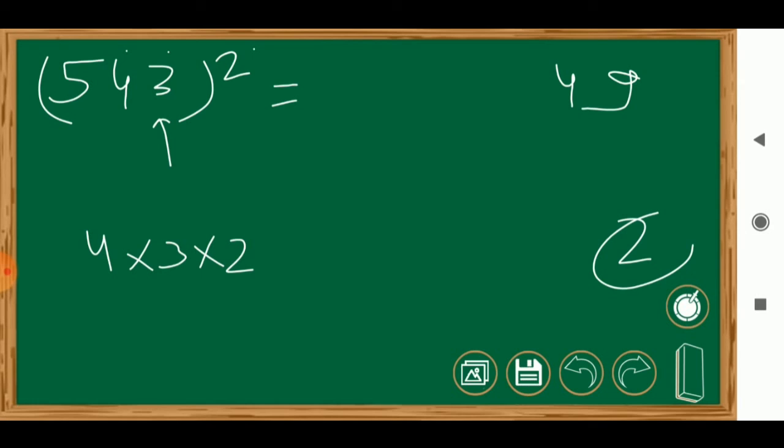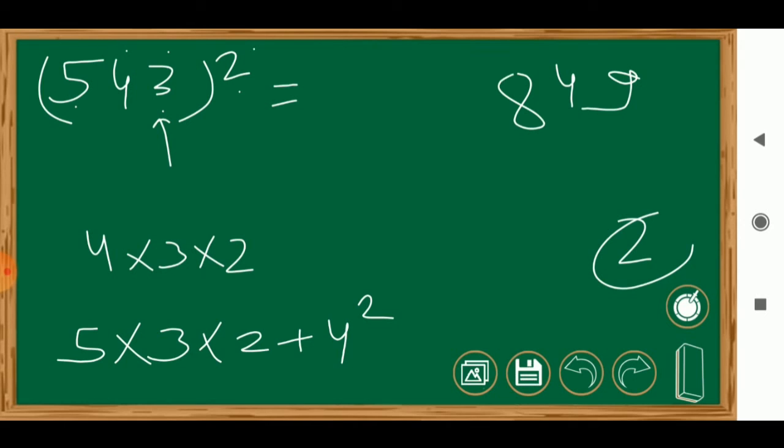Then we multiply 5 into 3 into 2, and add the square of the middle term, meaning 4 squared. Then 5 times 3 is 15, times 2 is 30. 30 plus 16 is 46. 46 plus 2 is 48: 8, 4 carry.